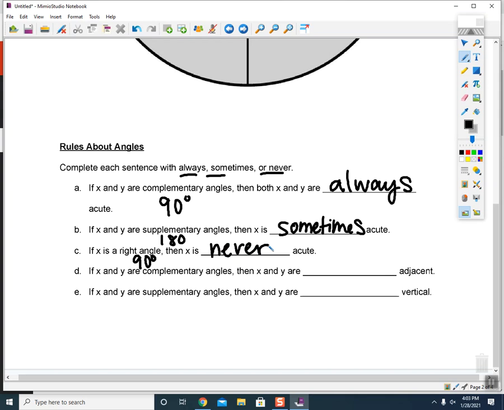If x and y are complementary angles, 90 degrees, then x and y are blank adjacent. Now this one might feel like always, because if they're complementary angles, they're going to be next to each other. Here's the thing though. I could have an angle here that's 60 degrees, and an angle over here that's 30 degrees. They're not adjacent, they're not attached to one another, but they are still complementary angles. So this one is going to be sometimes.